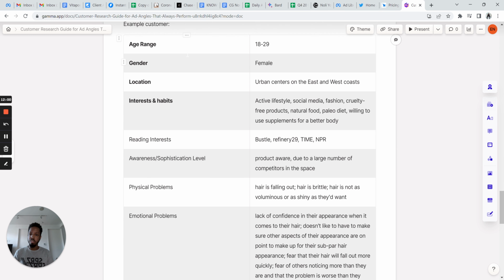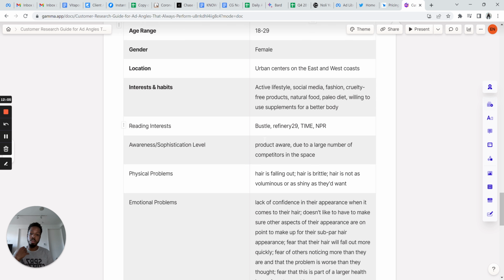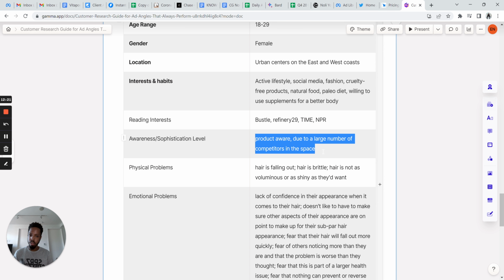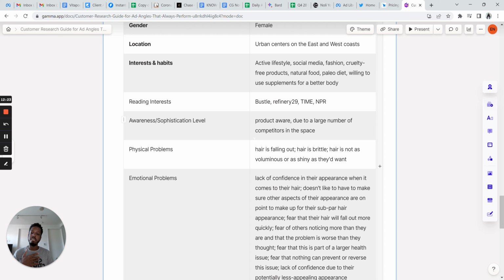So figure out their age range, gender, location, interests, and habits. Figure out their reading interests, right? What do they read? What magazines, what articles are they reading? This will help you relate more to them. It'll help you pick metaphors. It'll help you understand how you should be writing your messaging, right? What are their awareness levels, right? More of this. Once again, physical problems, emotional problems.